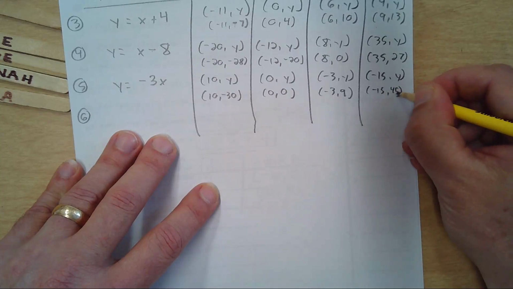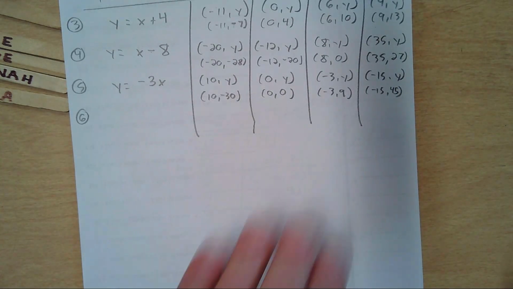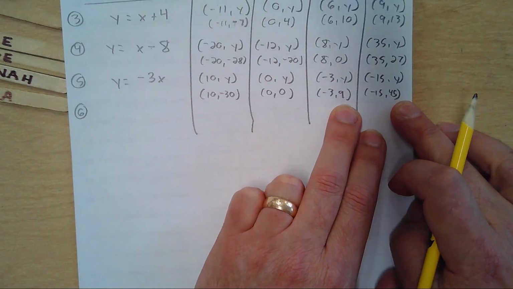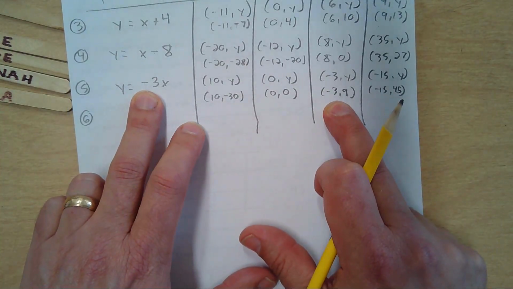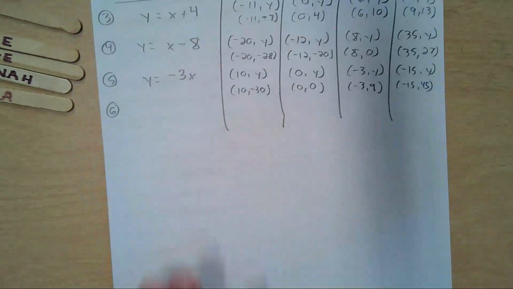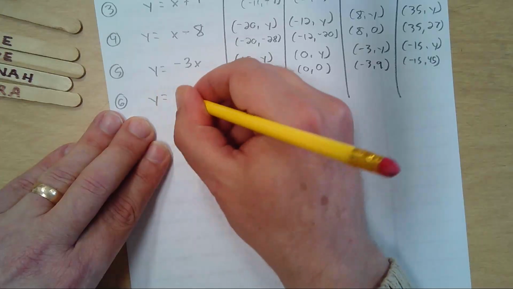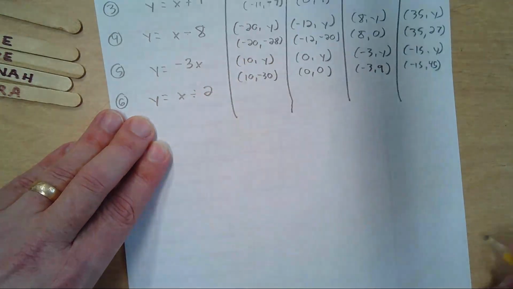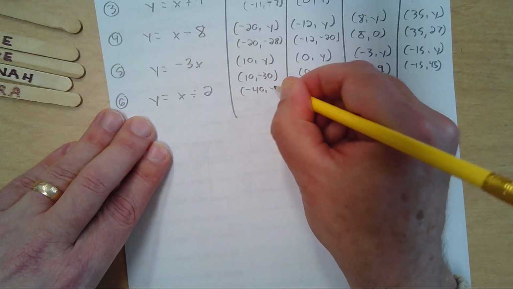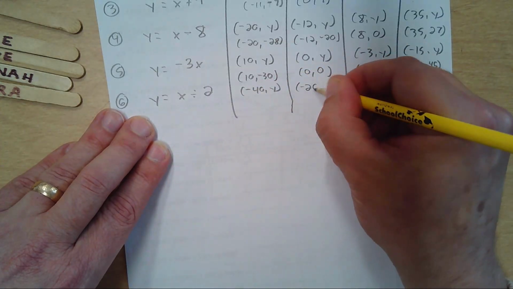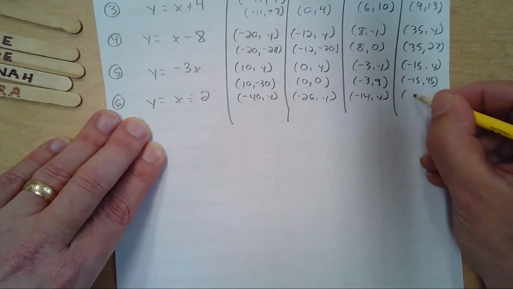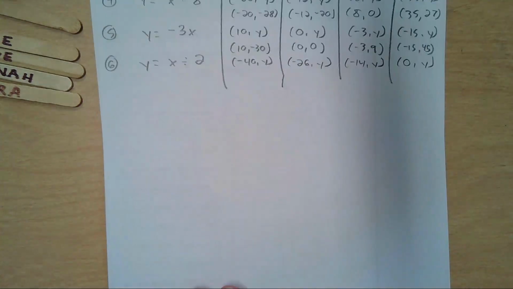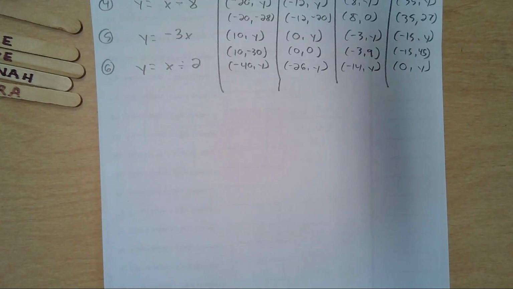Very good. Perfect. Make sure these are positive values over here. The 9 and 45 are positive because I'm multiplying a negative times a negative, which converts it to a positive. All right. Last one. Y equals x divided by 2. Negative 40, negative 26, negative 14, 0. Right. So last one, and then we'll do some deer time.